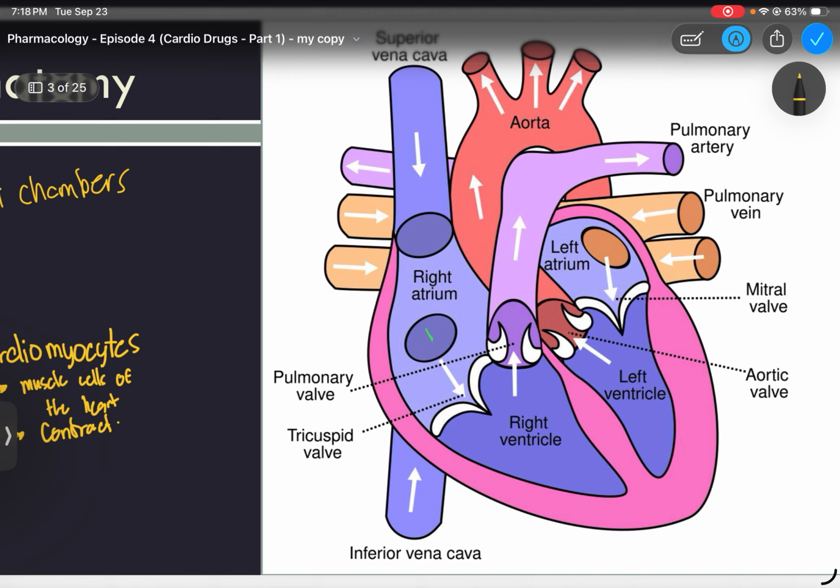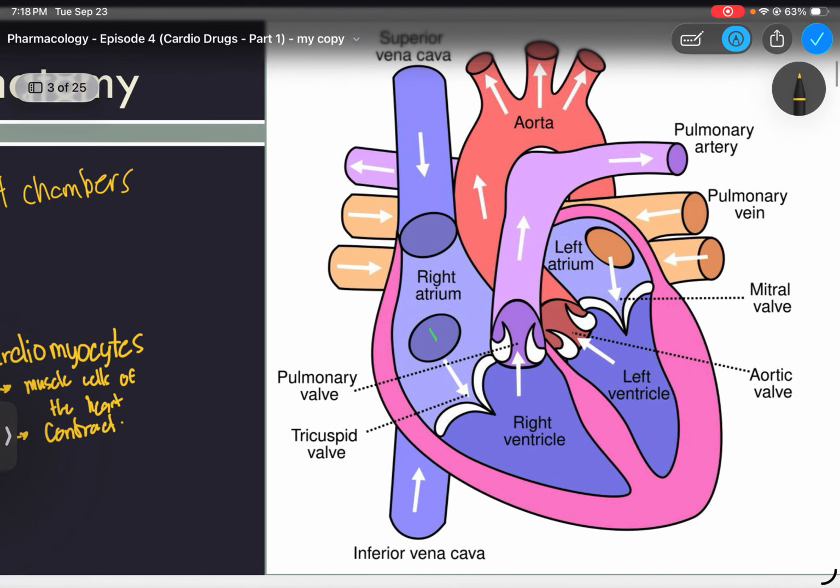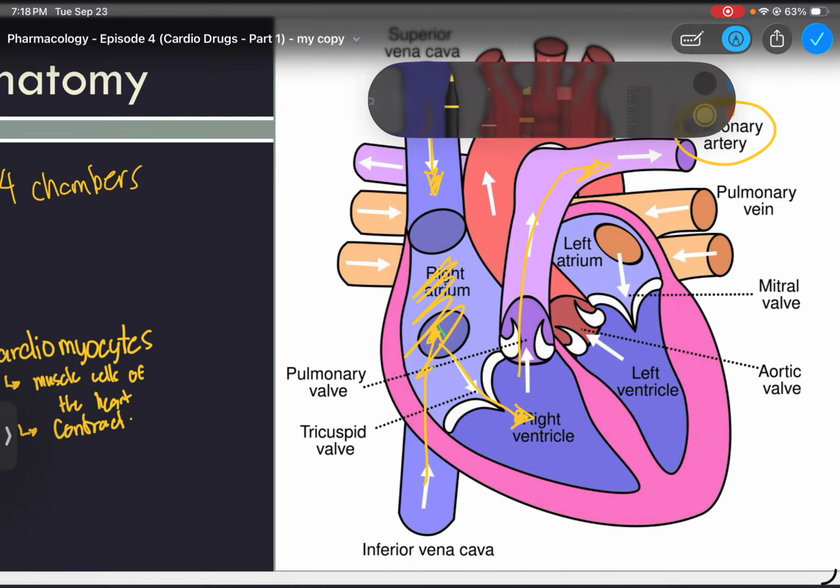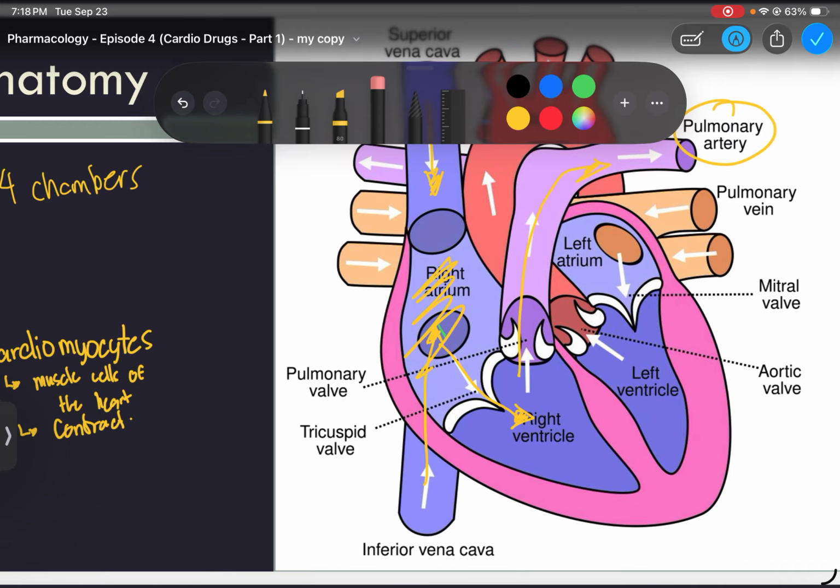Another recap that we need to make is the circulation through the heart. Unoxygenated blood enters the heart through your vena cava, superior and inferior, and enters into your right atrium. Once it enters the right atrium, it will go to your right ventricle, and then it will be pumped towards your pulmonary artery. Your pulmonary artery, class, will then send that blood towards your lungs, so that it will become oxygenated.